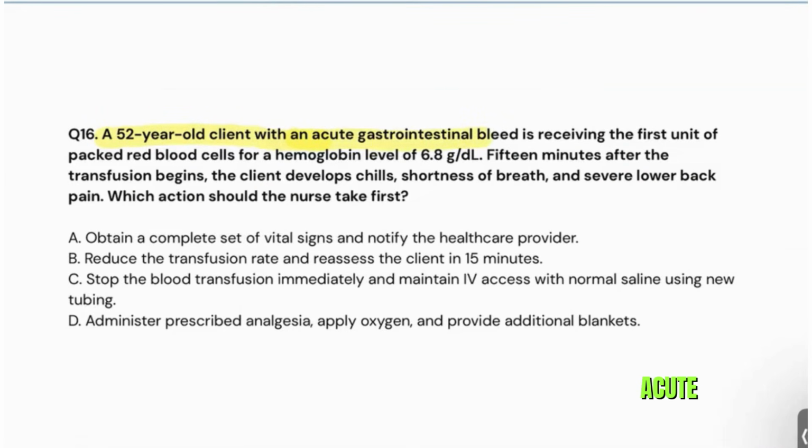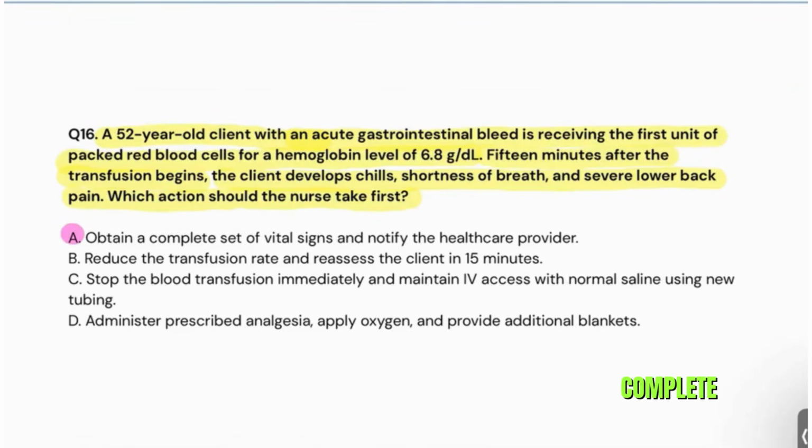A 52-year-old client with an acute gastrointestinal bleed is receiving the first unit of PRBC for hemoglobin of 6.8. Fifteen minutes after the transfusion begins, the client develops chills, shortness of breath, and severe lower back pain. Which action should the nurse take first?